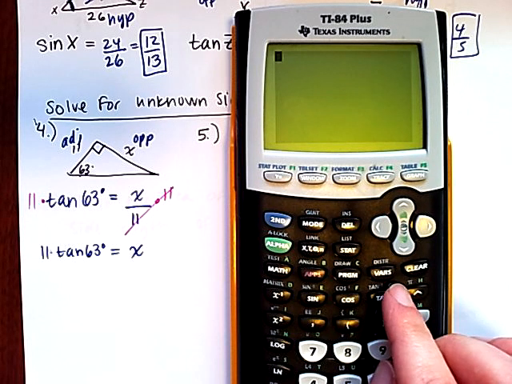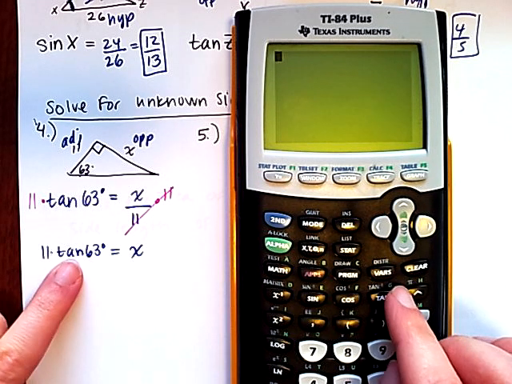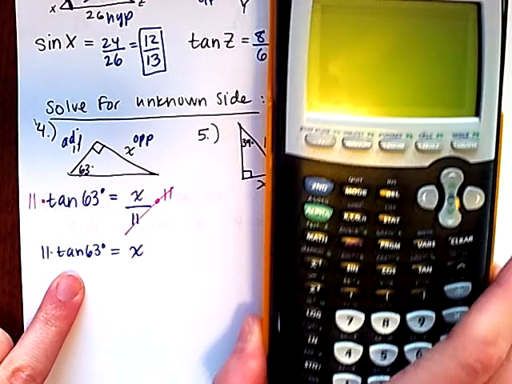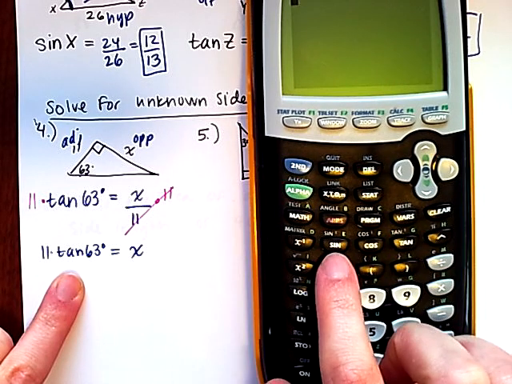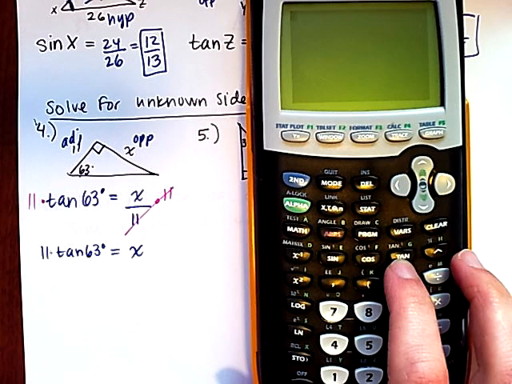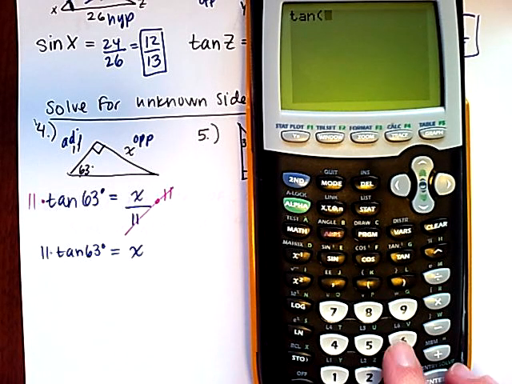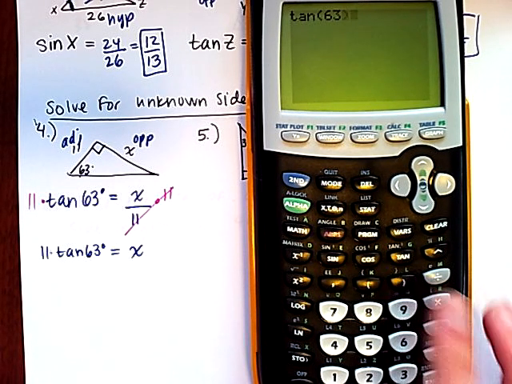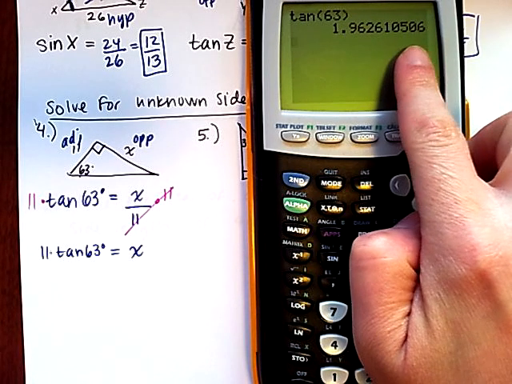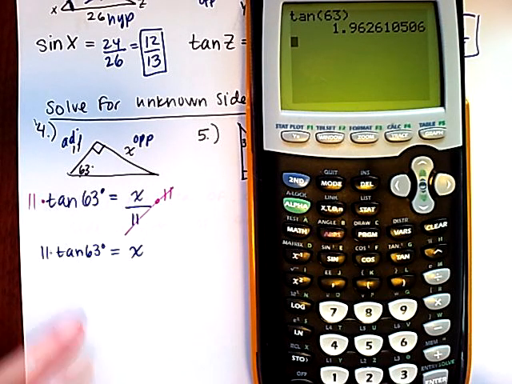Okay, so that all being said, there is a sine, cosine, and tangent button on your calculator. So it's sine, cosine, tangent. So right now I'm interested in tangent. So if I type tan and then 63, the calculator will spit out the ratio value of tangent for a 63 degree angle, no matter what triangle I'm in. So I know tan of 63 is this long decimal. I would then want to multiply that by 11.